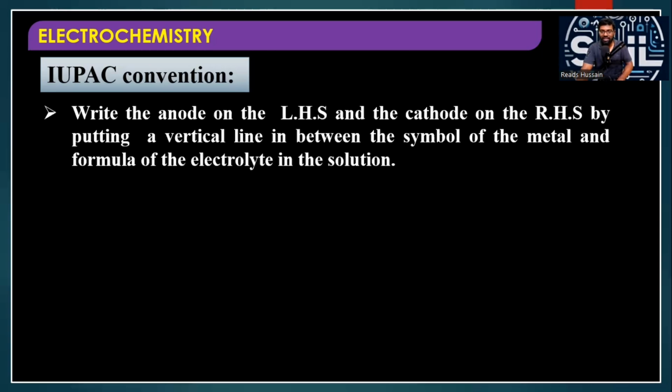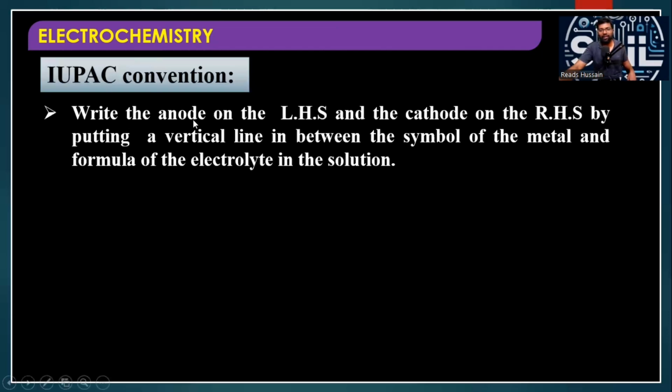Representation of a galvanic cell is important because every time we cannot draw the diagram of the anodic cell, cathodic cell, salt bridge, everything. Instead of that, representing in terms of symbols is easy, and moreover we can save a lot of time. So how to represent a galvanic cell by IUPAC convention?